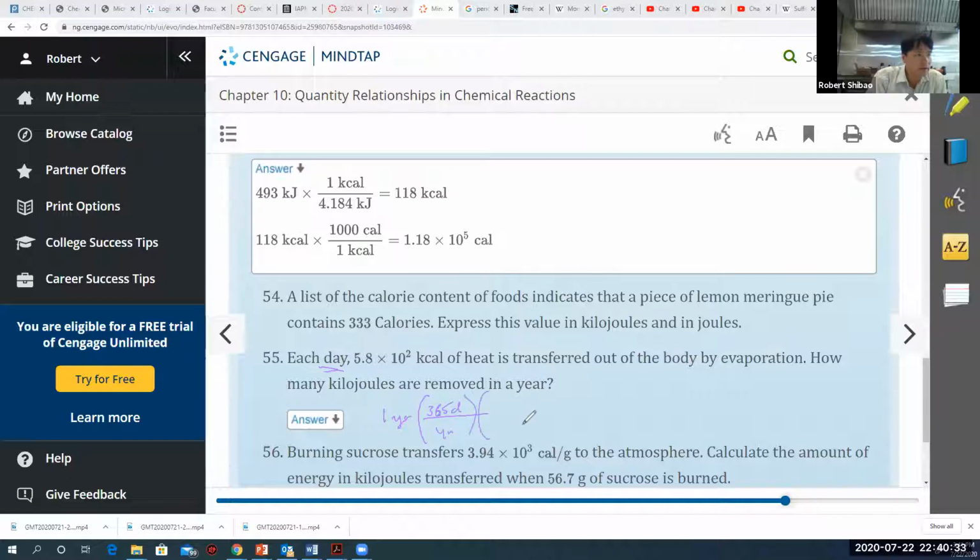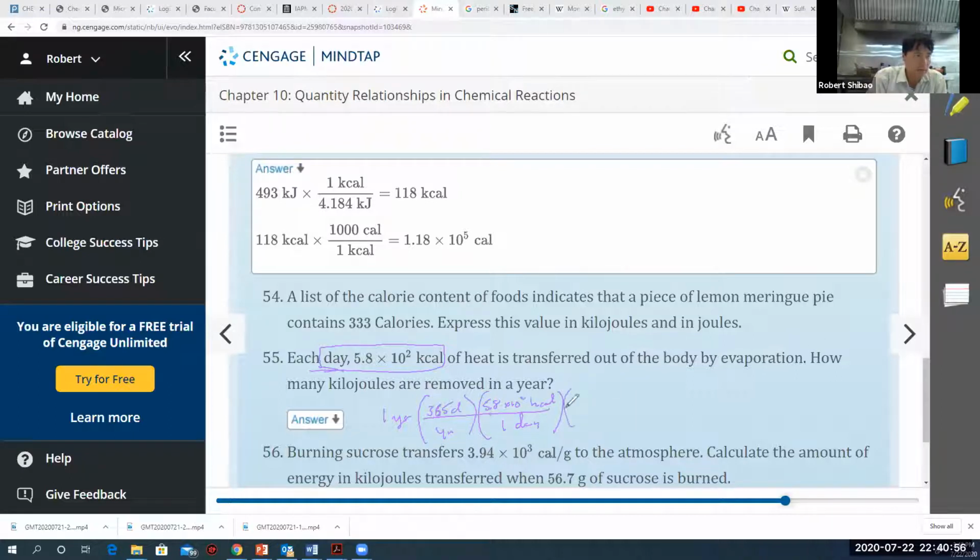And then I have this one that gets rid of days. That is each day 5.8 times 10 squared kilocalories. So this is a conversion factor that works just for this problem right here, and it goes from days to kilocalories.